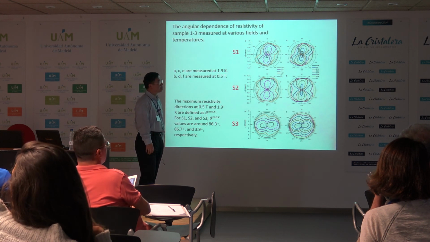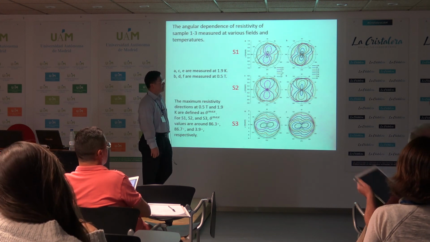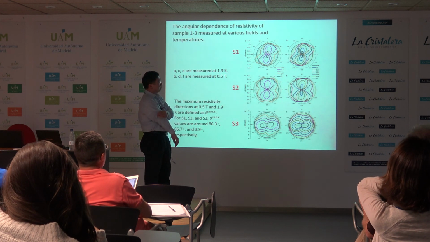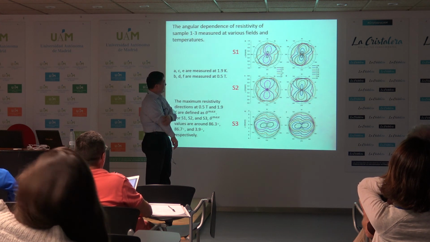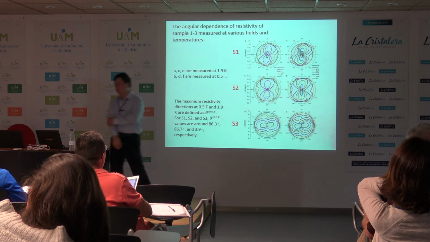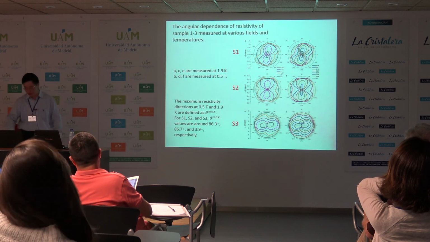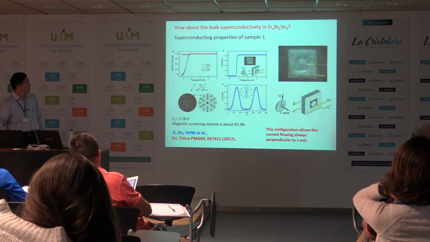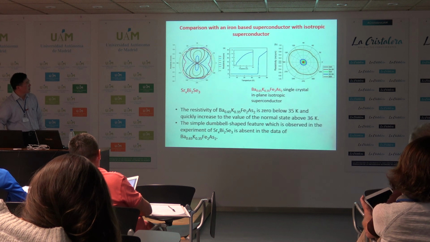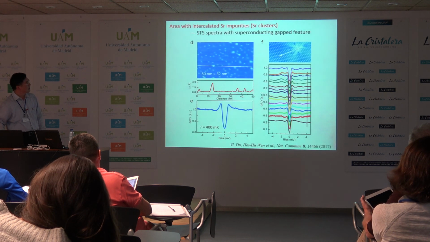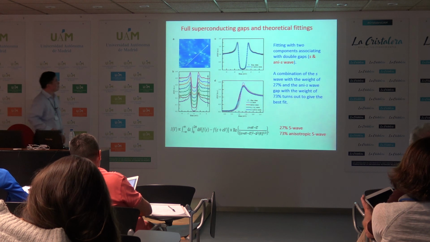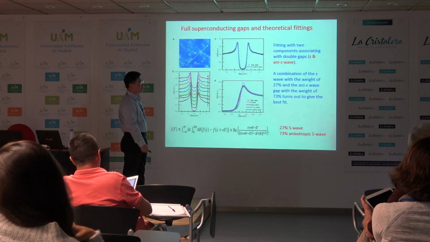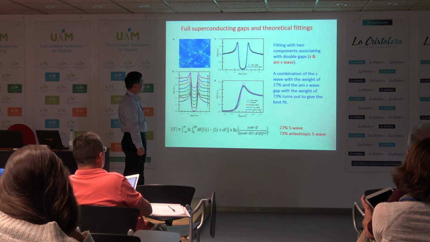And do you find that it would be more consistent with point nodes from other experiments or with a finite minimum gap? Our tunneling spectrum on this surface does not show a nodal gap. That's a very, very interesting thing. But you can see the tunneling spectrum does not really show the nodal gap.